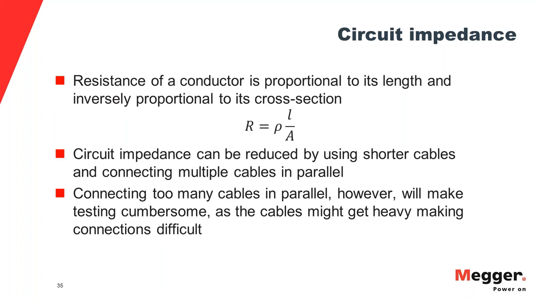The circuit impedance can be reduced by reducing the length of the connections. You use shorter cables, you connect multiple cables in parallel. As you can see here, resistance is directly proportional to the length of the cable, inversely proportional to the cross section. You don't want to use too thick cables because that will increase the depth of the conductor, increasing the inductance of the circuit. You can use multiple conductors in parallel. If you use too many conductors in parallel, though, that results in the cables being too heavy, and that can make testing cumbersome because connections between the test set and the breaker get difficult if the cables get too heavy.